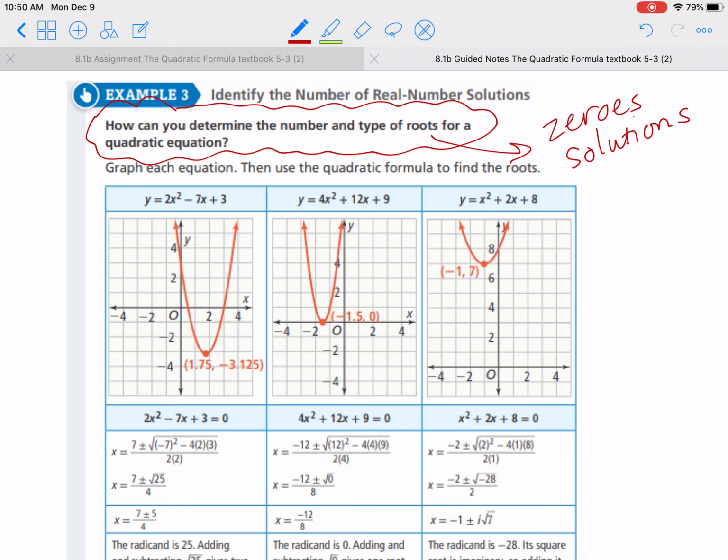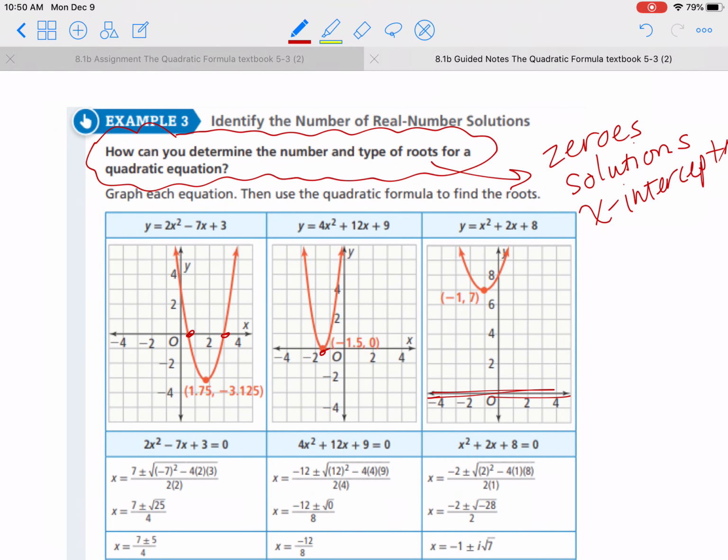So how can you determine the number and type of solutions for a quadratic equation? Well, they show how to do it by graphing. That's good. It takes a little bit of time. They're showing this one has 2 real roots. This one has 1. This has 0 real roots because it doesn't cross the x-axis at all. Oh, that's another name for them, x-intercepts.